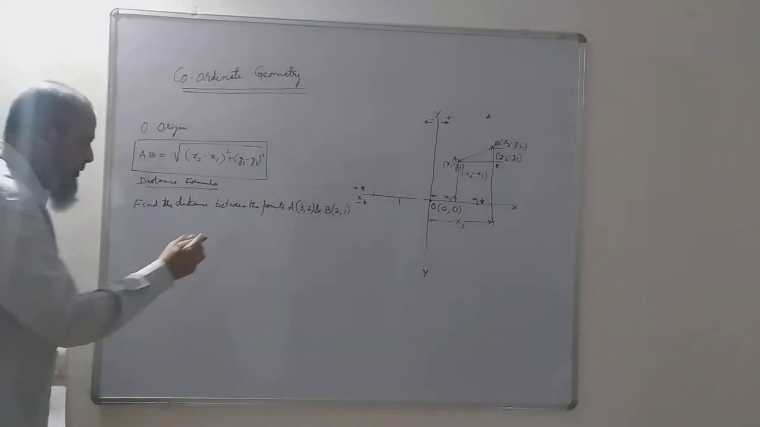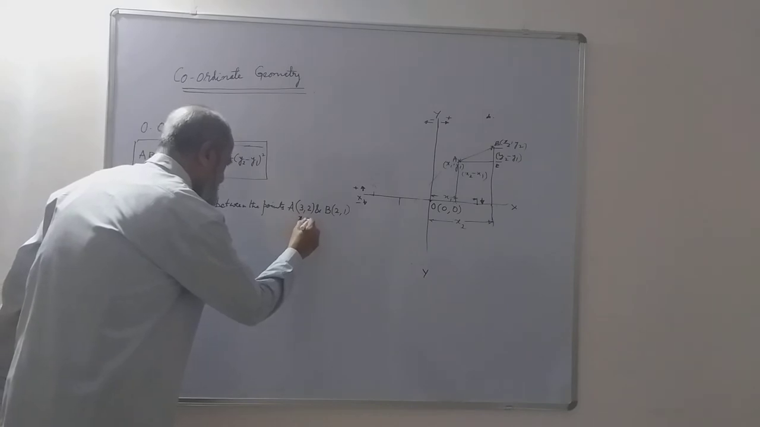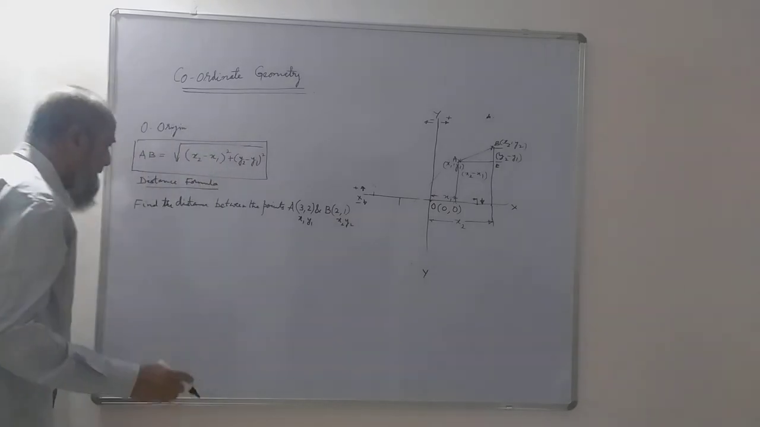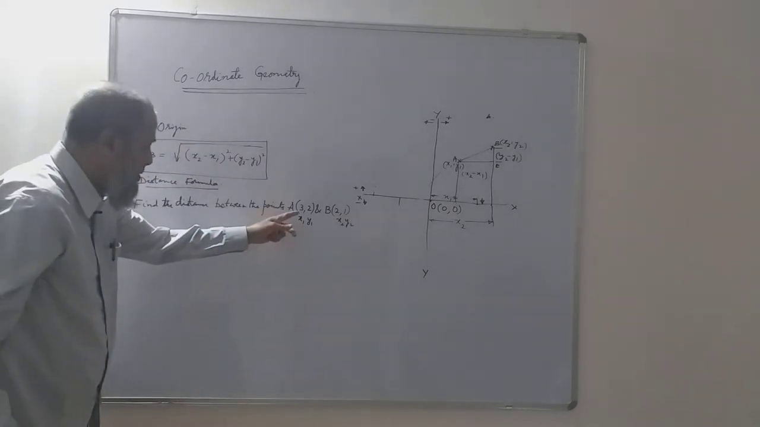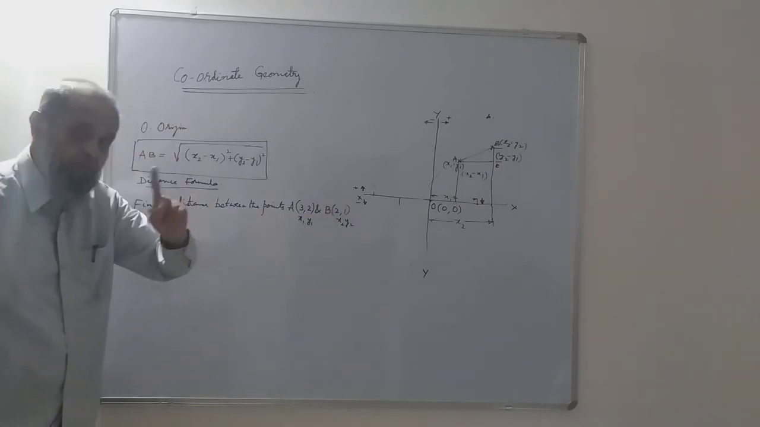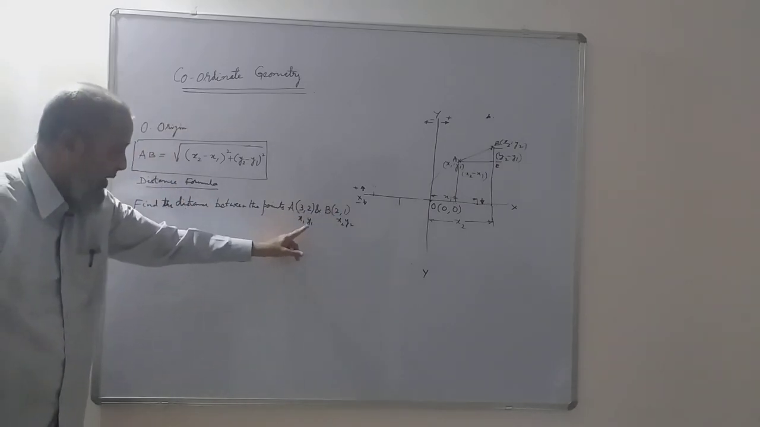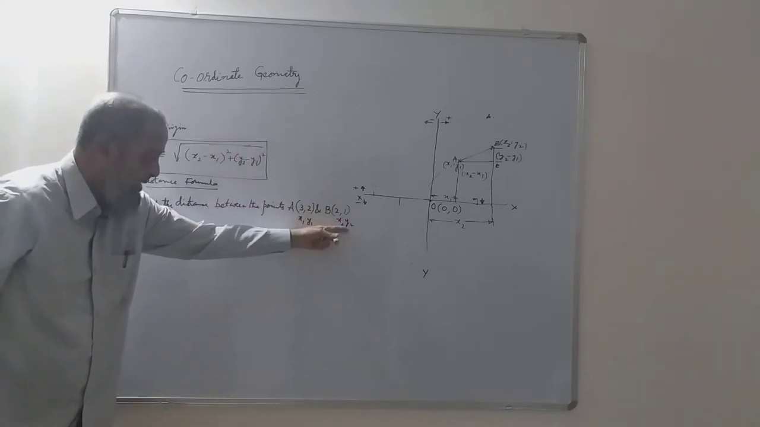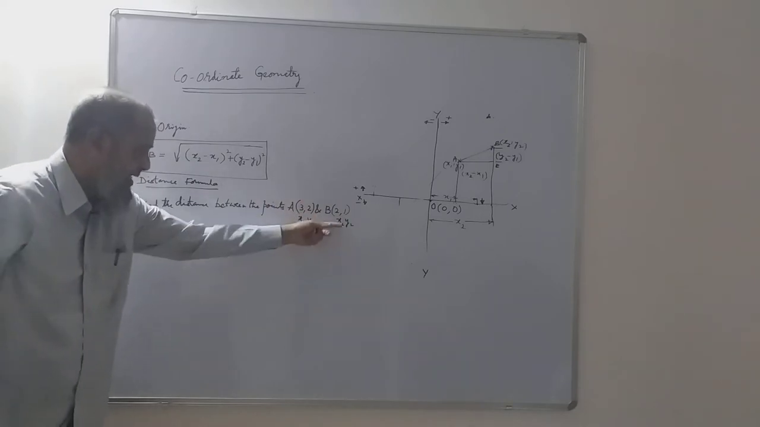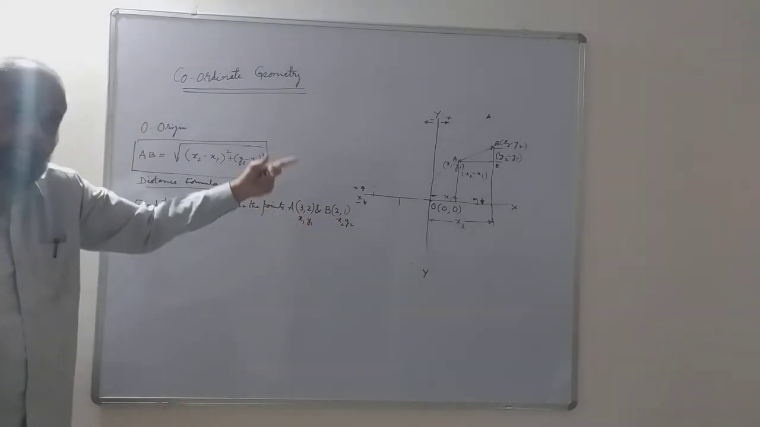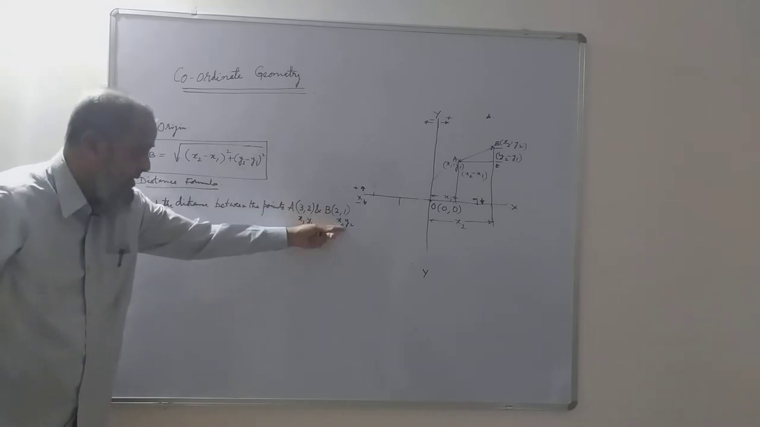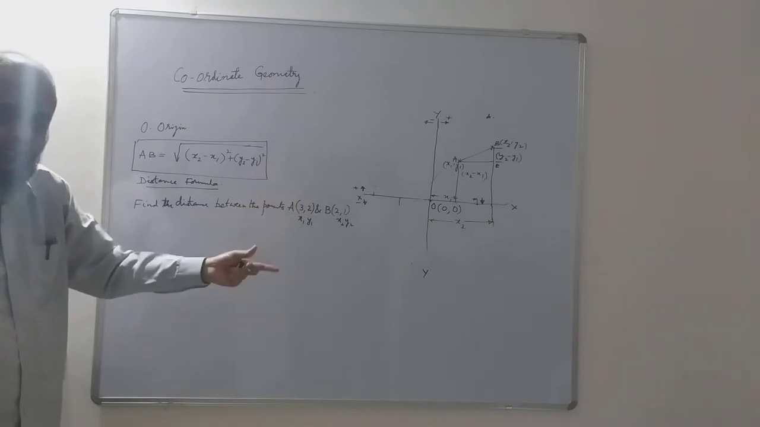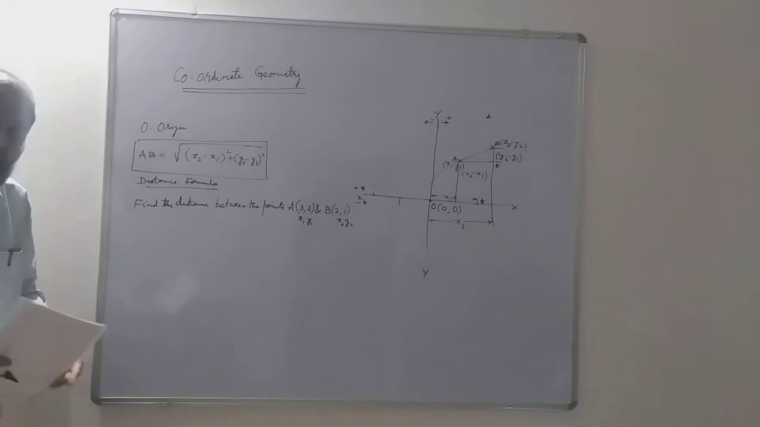Now, you take any one of them as x1, y1. You can take any one as x1, y1 and the other will be x2, y2. The common mistake the students make is that they will take here x1, x2, y1, y2. That should not be done. One of them is x1, y1 and the other one is x2, y2. Whether you take this one as x1, y1 or that one as x1, y1, the answer will be the same. So, you need not bother about it.